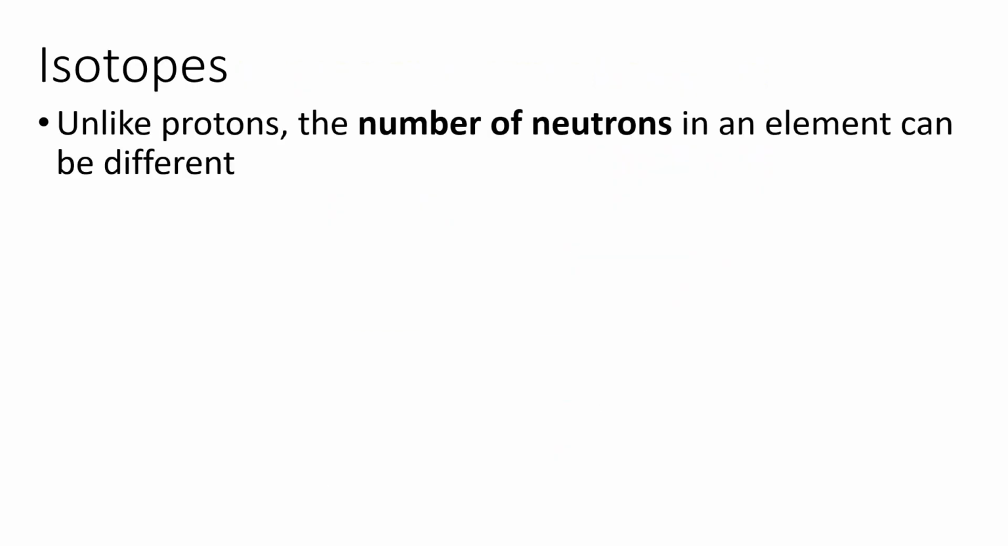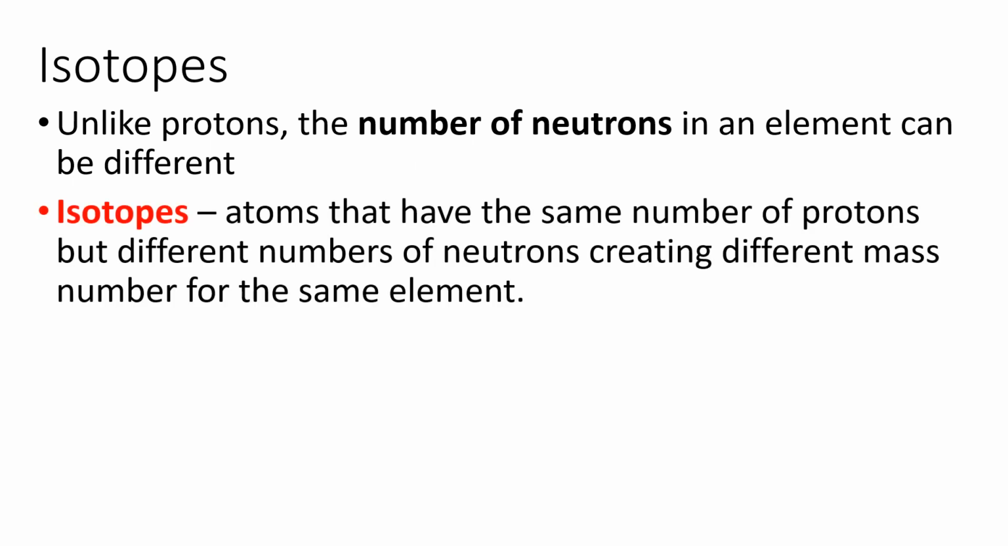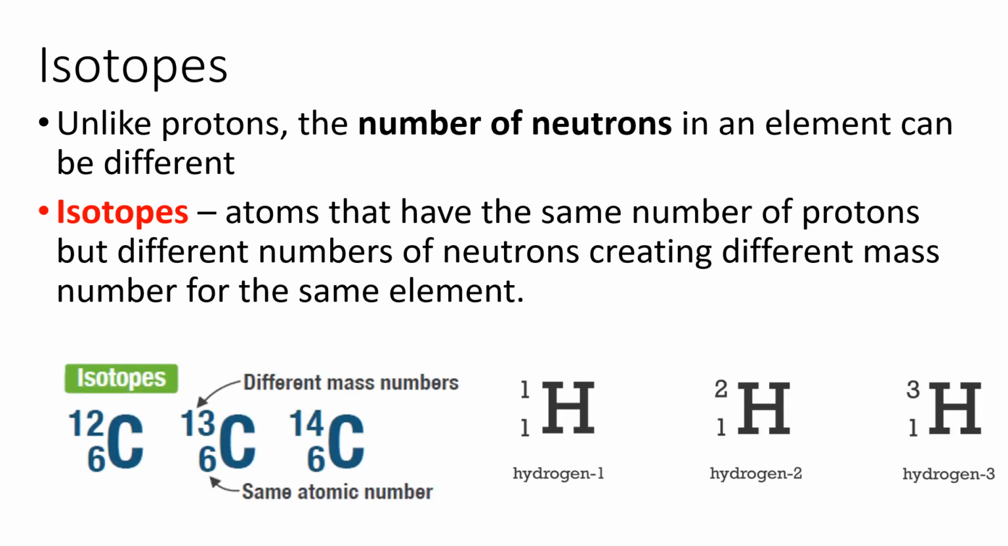Unlike protons, the number of neutrons in an element can be different. So we use the word isotopes, which are atoms that have the same number of protons but different numbers of neutrons, creating a different mass number for the same element. So for example, for carbon, you know that the atomic number is 6. Carbon 12 has 6 protons and 6 neutrons. Carbon 13 has 6 protons and 7 neutrons. And then carbon 14 has 6 protons and 8 neutrons.